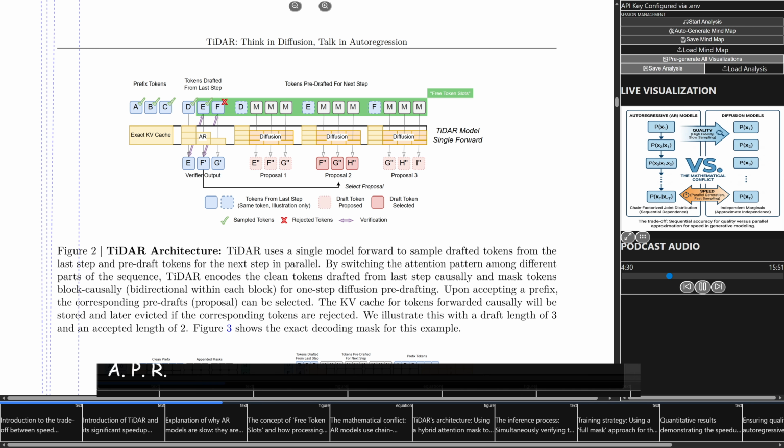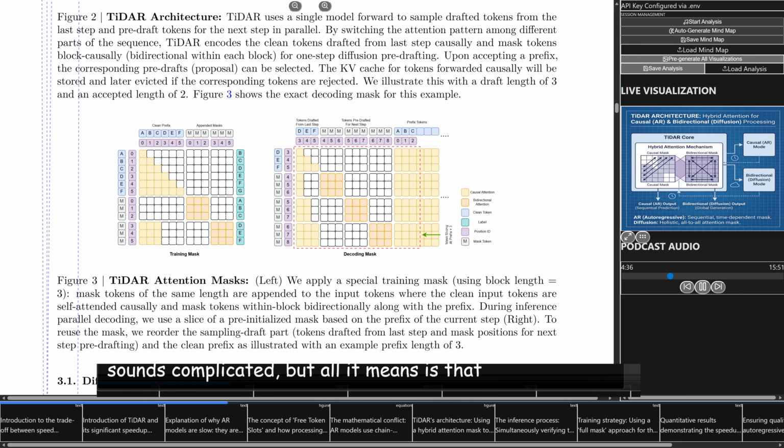Okay, P_AR. This is a chain factorized joint distribution, which sounds complicated, but all it means is that the probability of the entire sequence is a product of all the conditional probabilities. So one token depends strictly and entirely on everything that came before it, the chain. Yes. That structure guarantees linguistic coherence. It guarantees causality. Now, the speed comes from parallel approaches.